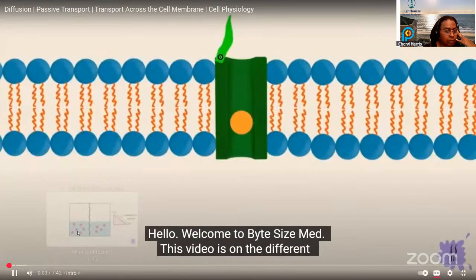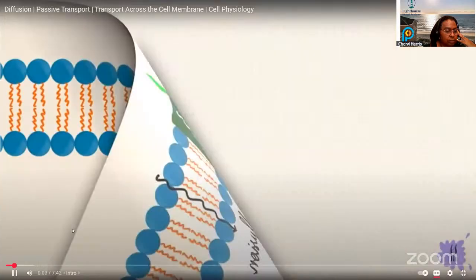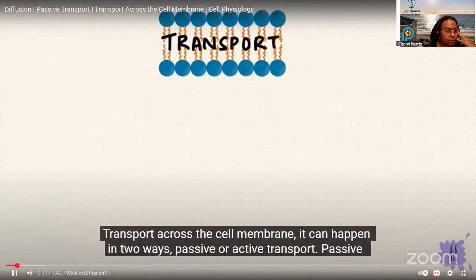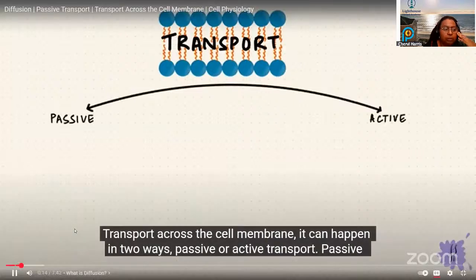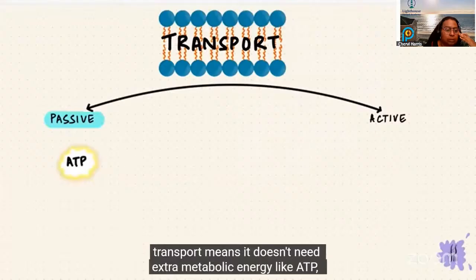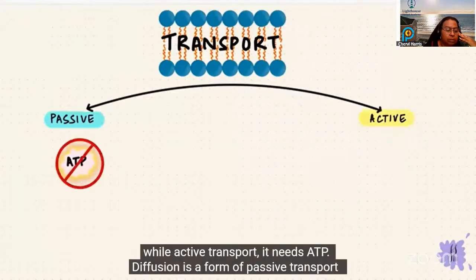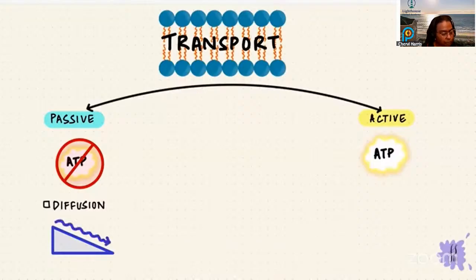Ways diffusion happens across the cell membrane. Transport across the cell membrane can happen in two ways, passive or active transport. Passive transport means it doesn't need extra metabolic energy like ATP, while active transport needs ATP. Diffusion is a form of passive transport, and it's passive because the movement is along a concentration gradient.